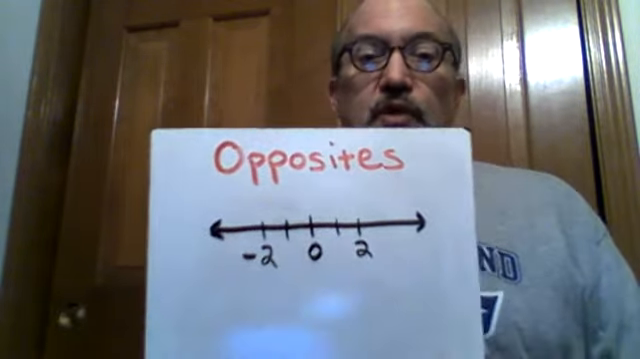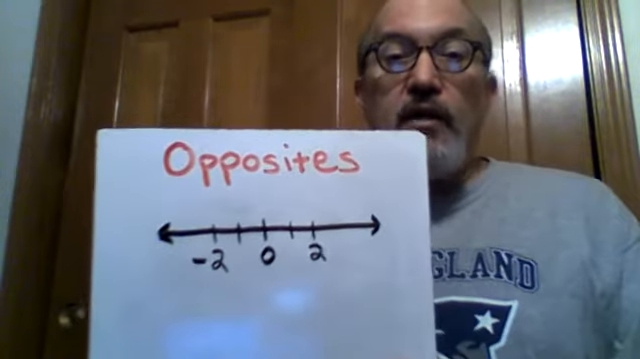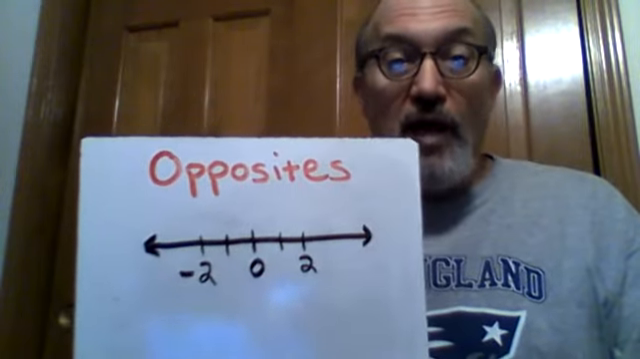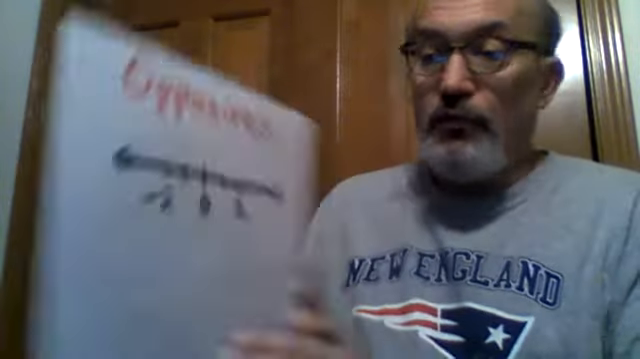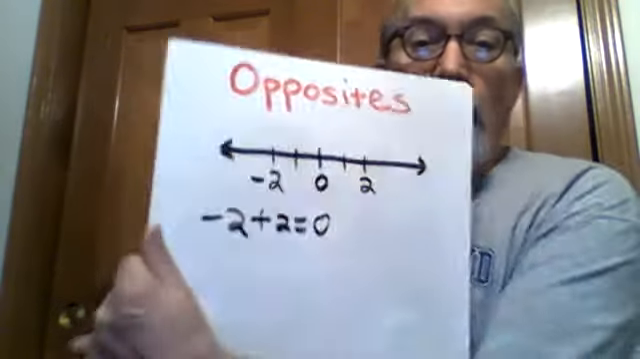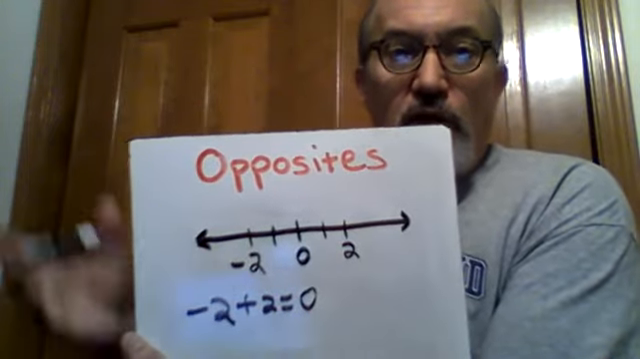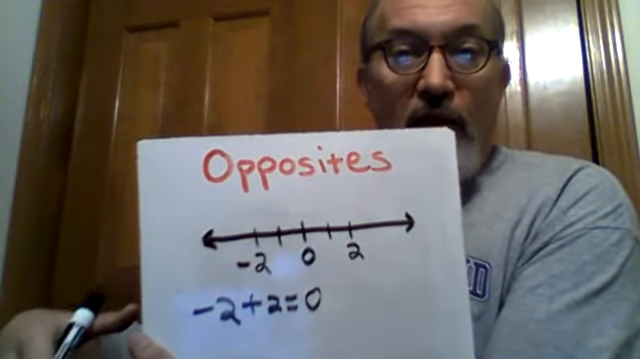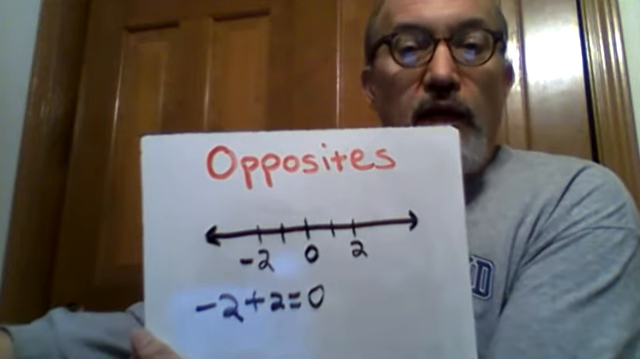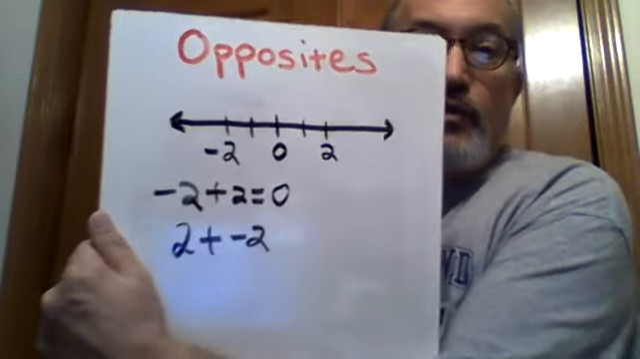And one last thing we'll say about opposites is that two numbers that are opposites will add to 0. Let's take the 2 and the negative 2. Negative 2 plus 2 equals 0. For all real numbers, addition is commutative, whether you're talking about negative numbers or fractions. So that negative 2 plus 2 could also be written as 2 plus negative 2. And since addition is commutative, this has to be 0 as well.